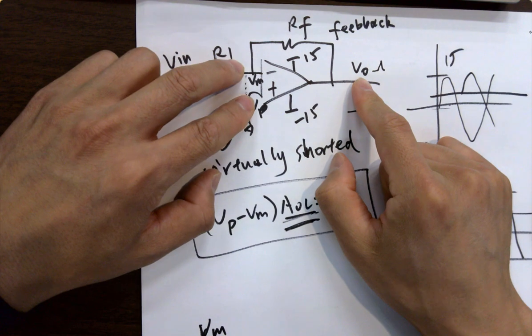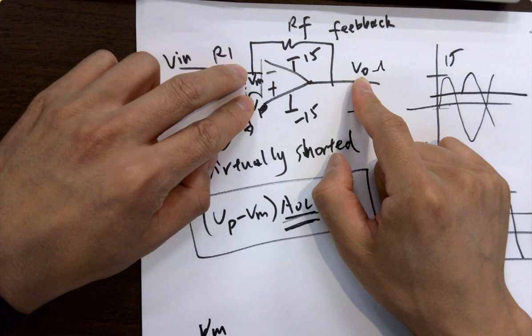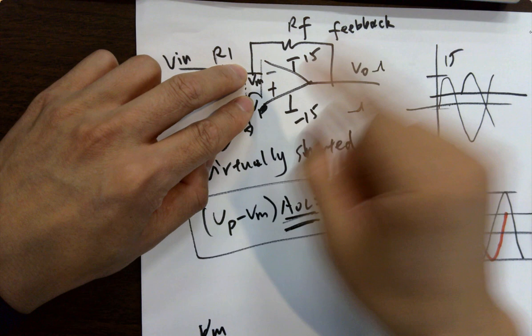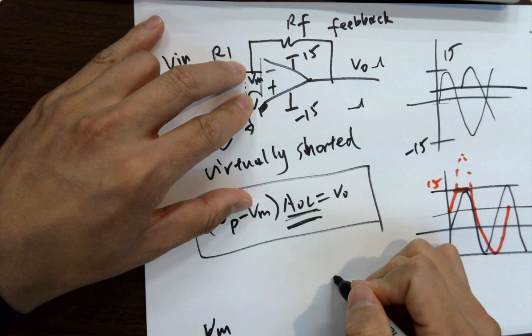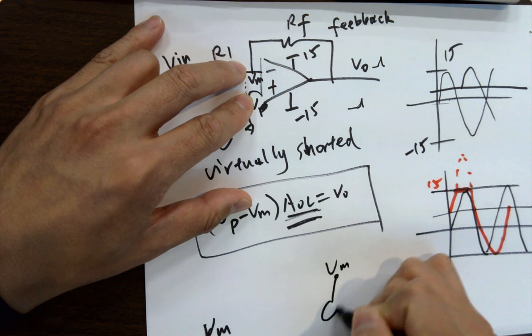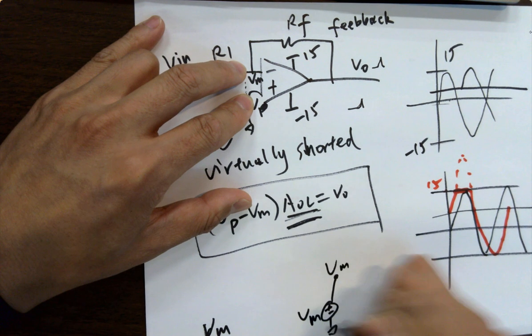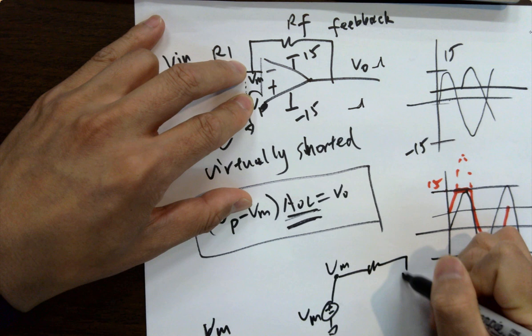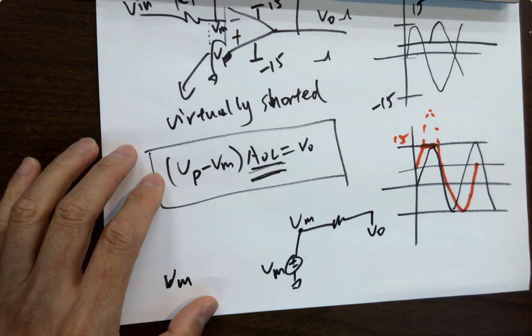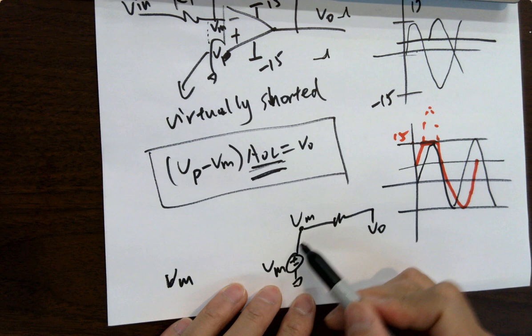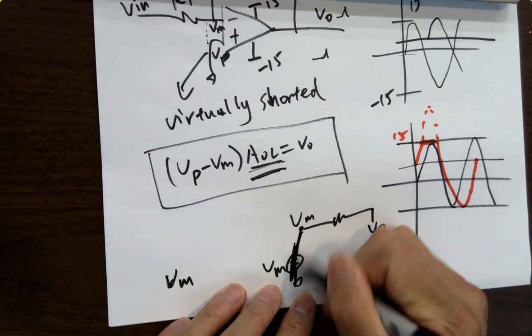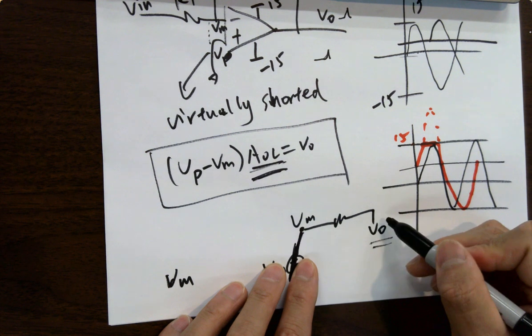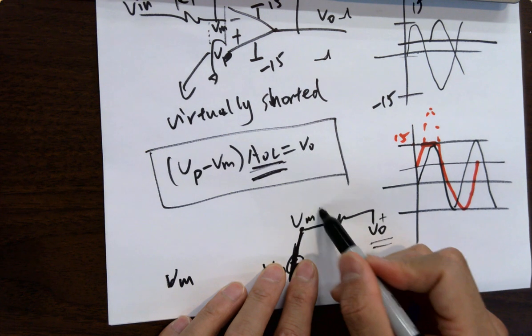Whenever this becomes positive, if you use superposition, it's like this is a VM pin, you have VM contributing to it, you have VO contributing to it. So whenever you analyze the contribution of V out, you short VM to ground, then you look at this voltage. If this is positive, it's going to contribute a positive voltage adding to it.